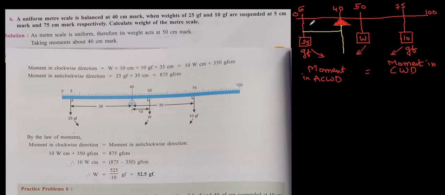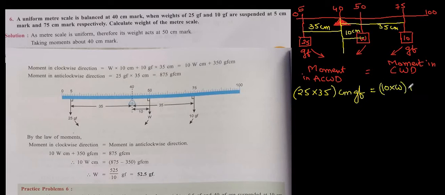From here to here, the distance is 35 centimeter. From here to here, the distance is 10 centimeter. From here to here, the distance is 35 centimeter. So here it will be 25 multiplied by 35 centimeter GF is equal to 10 multiplied by W plus 35 multiplied by 10 centimeter GF. Now this one comes up to 875 GF centimeter or centimeter GF.